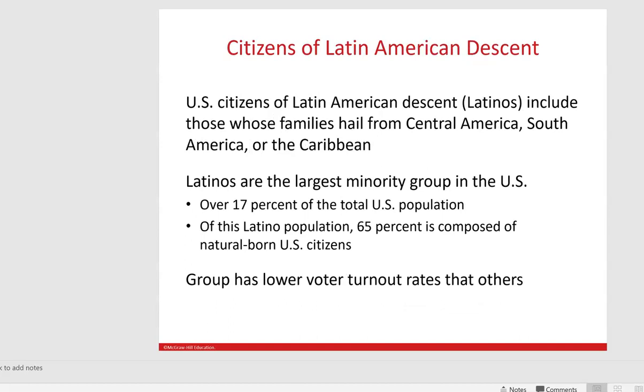Citizens of Latin descent, or Latinos, though we tend to think of them as Mexican Americans, are actually from many countries, both in South and Central America, as well as the Caribbean. They are the largest minority group in the United States and represent over 17% of the population. Of this population, 65% are native-born Americans. Typically, they have lower voter turnout than other minorities. Therefore, they are not heard nor attended to.